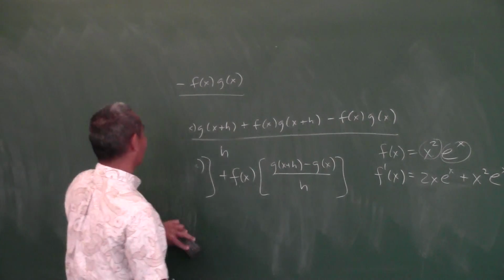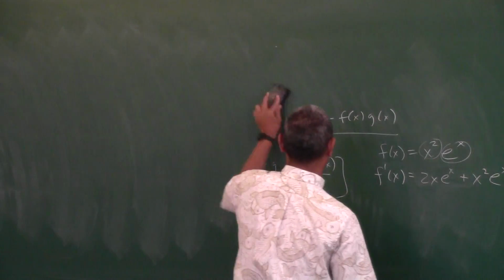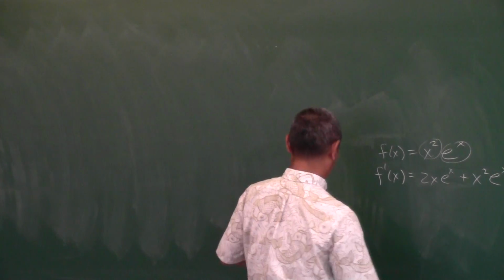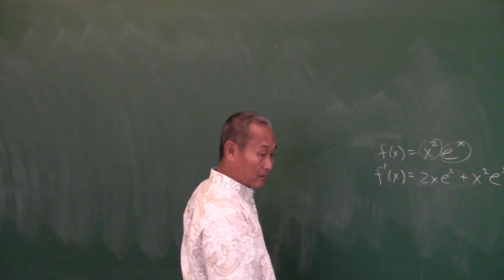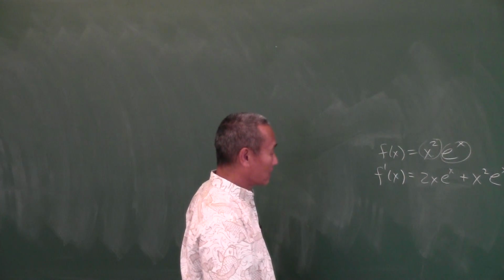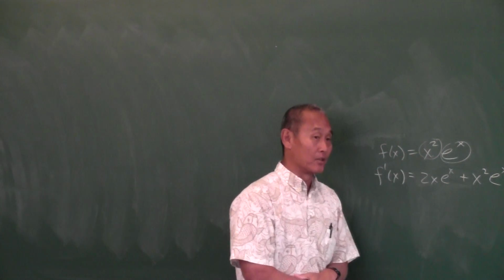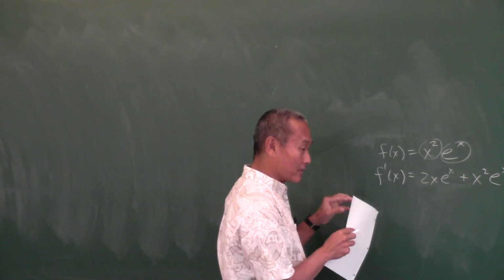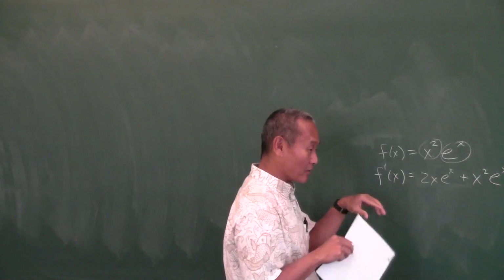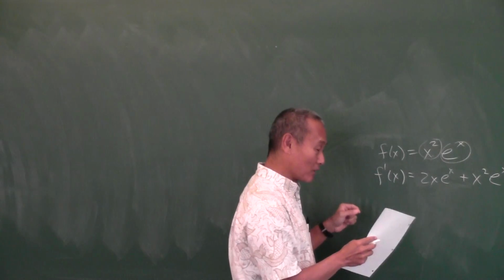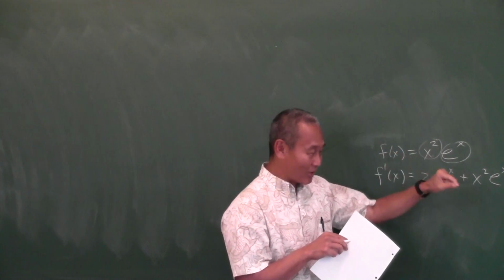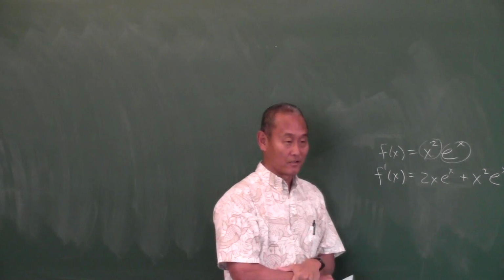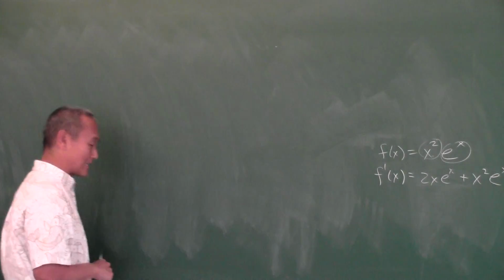What if you have 3 of them? Then you use the product rule for 3 things. You take the derivative of the first, leave the other 2 alone. Then you take the derivative of the second one, then leave the other 2 alone. Then you take the derivative of the third one and leave the first 2 alone. You just take turns. That's the product rule.